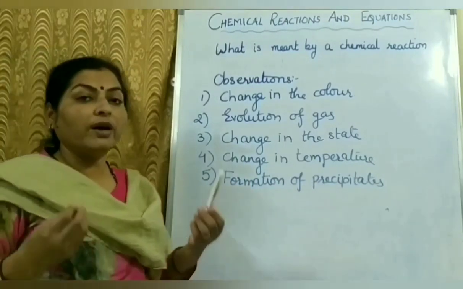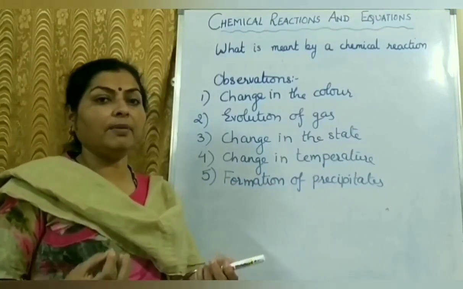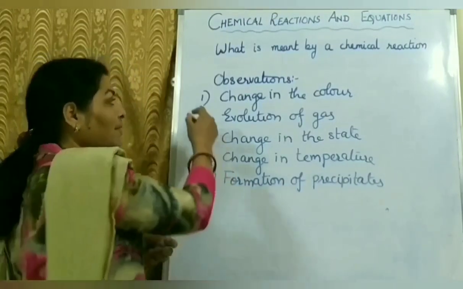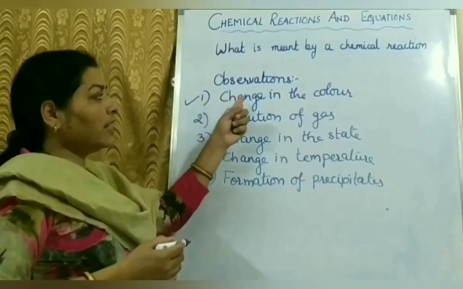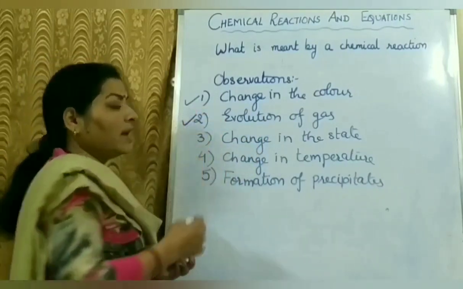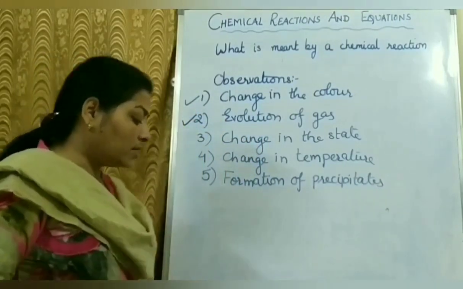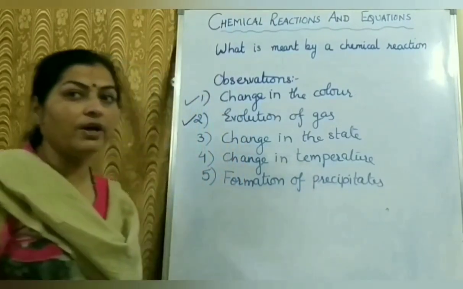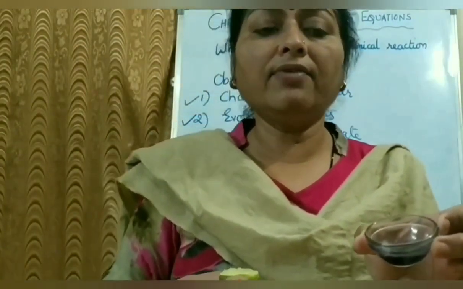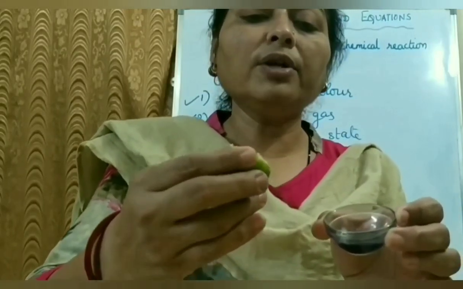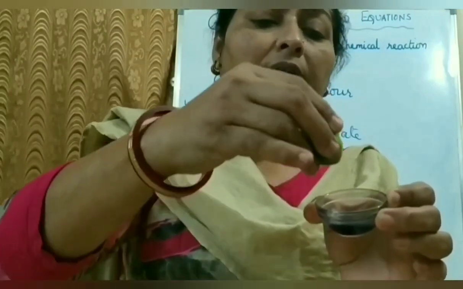Now with whatever resources were available with me, I am trying to show you a small activity which supports that when a chemical reaction takes place, there is a change in the color, or there is evolution of gas. So let us see these two things with the help of a small activity which I have arranged for you. Now here I have a red cabbage extract. I have taken out the juice of red cabbage and I am going to squeeze lemon into it.